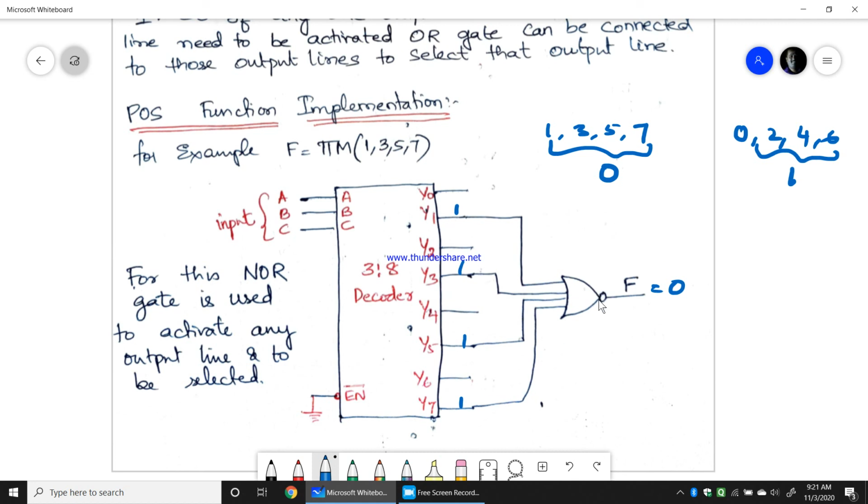Therefore I will give it to a NOR gate, and for a NOR gate, if any one input is 1, the output remains 0. Therefore a NOR gate is used while doing POS function implementation for active high output lines.